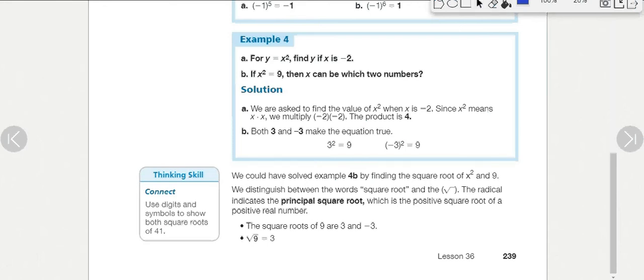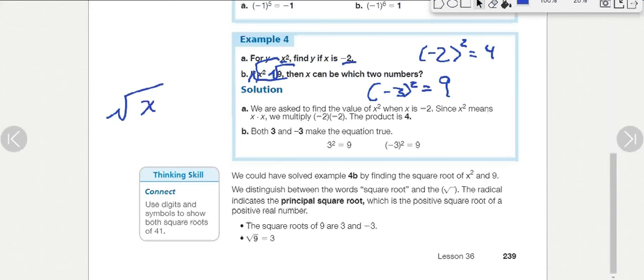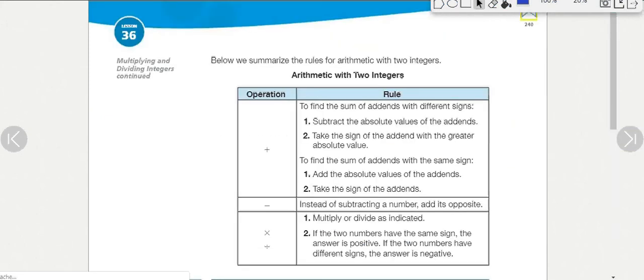So in example A, if x is worth negative 2, we put negative 2 in there. What is y, if that's what it is? Well, an even number of times means positive 4. But in this case, x can be 2 numbers, can't it? It could be positive 3, or could it be negative 3? Well, when you square something, it technically does become positive. We could have solved example 4b by finding the square root of x squared and 9. What's the square root of this? I think we've done a little bit of that. The radical indicates the principal square root, which is the positive square root. So if you ever need to find the square root of x, assume it's positive. So even though, yes, -3 technically is an answer, we'll generally say it's +3. We're going to assume that.